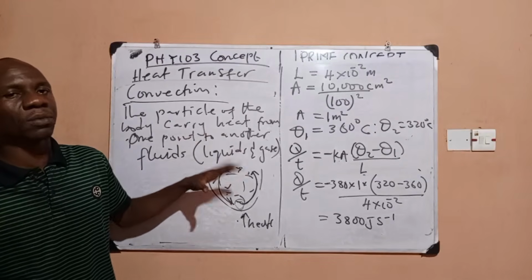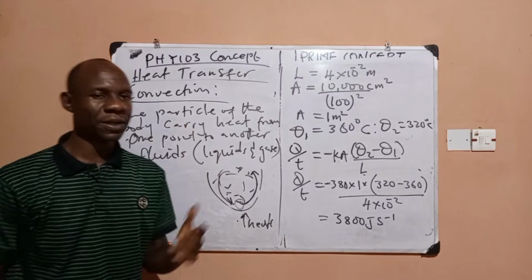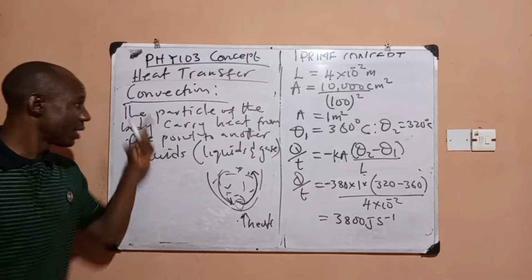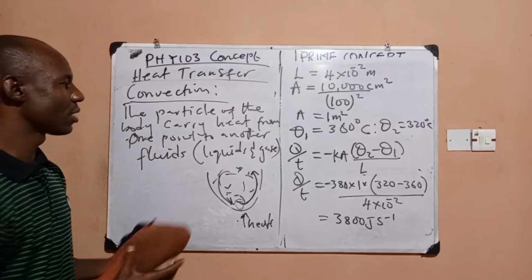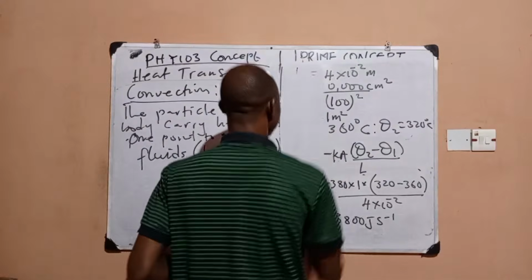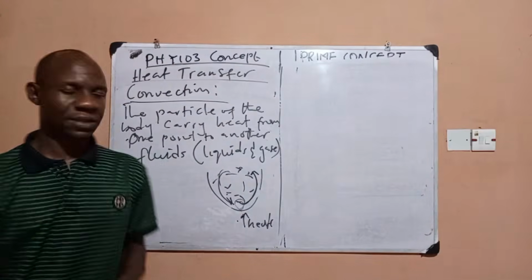As this movement keeps happening, it will get to a time where all the particles of this liquid will become heated up. At that point, boiling begins to do what? Take place. So that is what aids boiling. It is convection that brings about boiling. So you should take note of that. Then the last type of heat transfer is heat transfer by radiation.